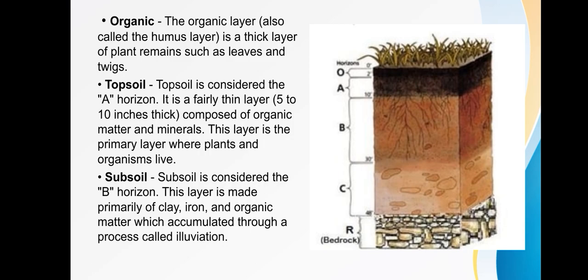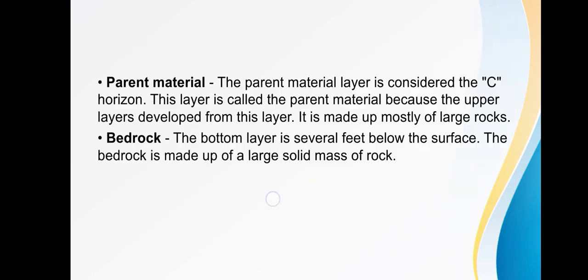This layer is made primarily of clay, iron, and organic matter which accumulated through a process called eluviation. So subsoil is the layer or stratum of soil immediately underneath the surface topsoil. It is the weathered soil layer extending between the natural topsoil and the unweathered basal layer, geological parent material below, or similar material on which topsoil can be spread.